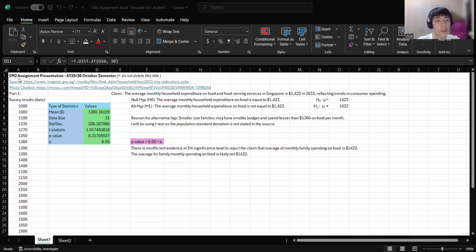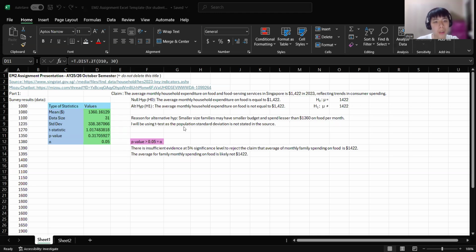This is the Excel document that I use to store all my data. Starting with the source that claims that the average monthly household expenditure on food was 1,422 in 2023. The null hypothesis was that the average monthly household expenditure on food equals 1,422, while the alternate hypothesis was that the average expenditure on food was not equal to 1,422.